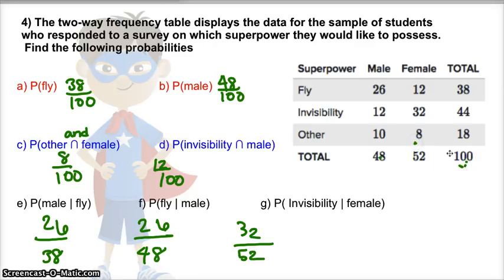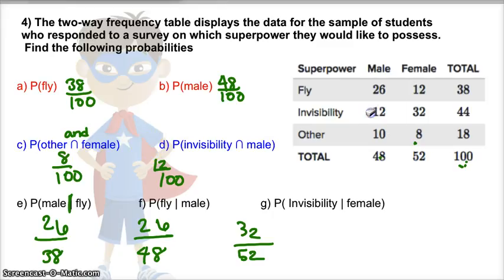As I was teaching this, what I found is that students were confusing this "and" symbol with the "given" symbol. The only time we're limiting the sample space or changing that denominator is with the idea of given. This just means and. So there are 8 people who were female and wanted other superpowers out of the whole 100. People who wanted invisibility and were male were 12 out of the 100.